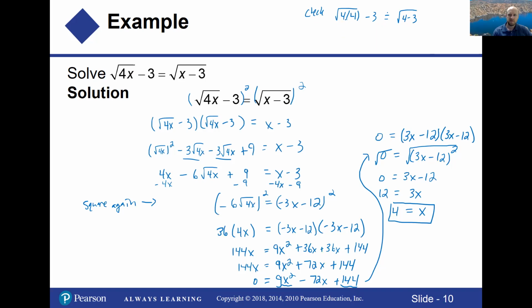But the square root of 4 times 4 is the square root of 16. The square root of 16 is 4. And 4 minus 3, in fact, does equal 1. So 4 minus 3 is 1. The square root of 1 is 1. 4 minus 3 equals 1. So this does check. So x equals 4, or 4 equals x, however you want to say it, is the solution.